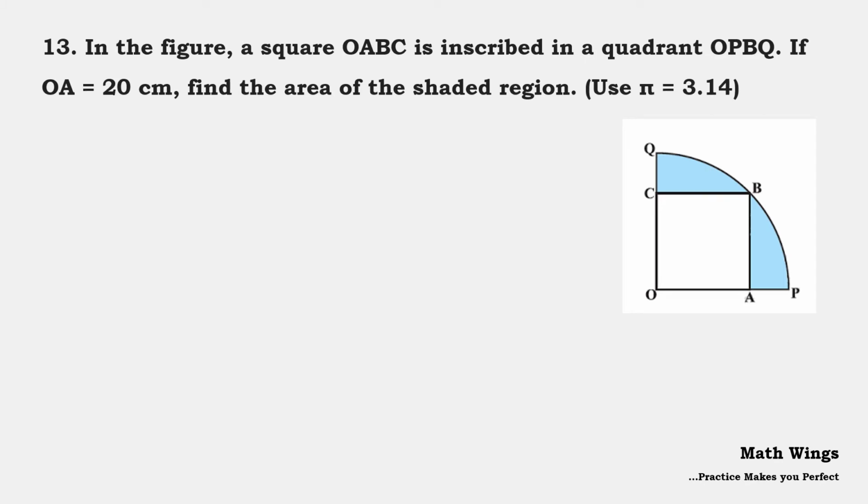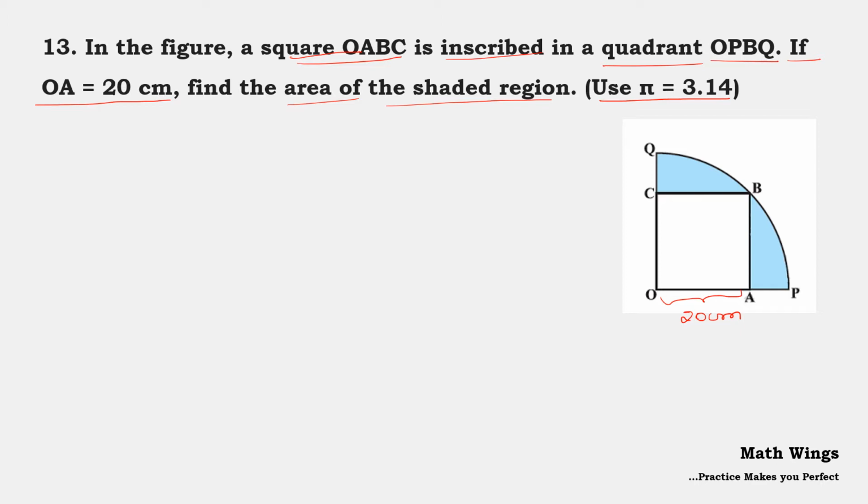What we have been given here in the figure is a square OABC which is inscribed in a quadrant OPBQ. If OA is equal to 20 centimeter, what is OA here? This length is nothing but the side of the square, that is equal to 20 centimeter. Find the area of the shaded region. Also, we are asked to use pi as 3.14.